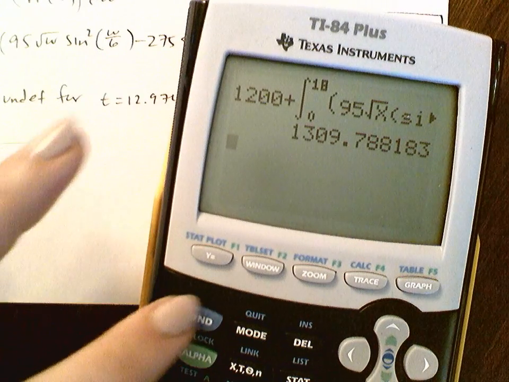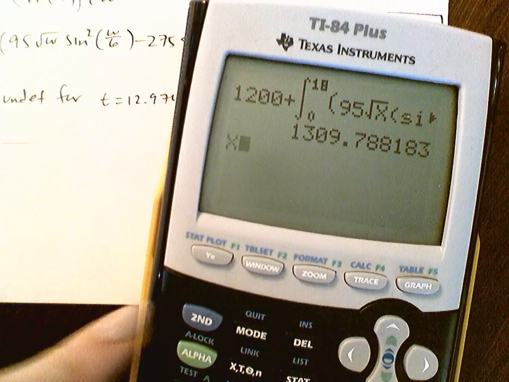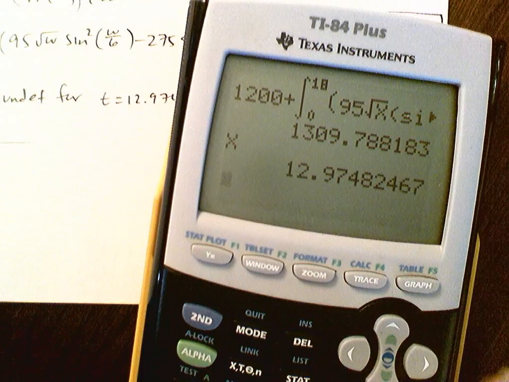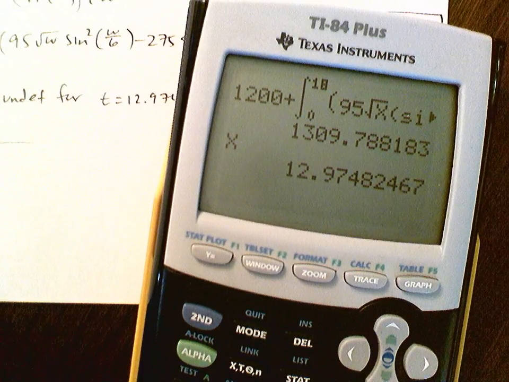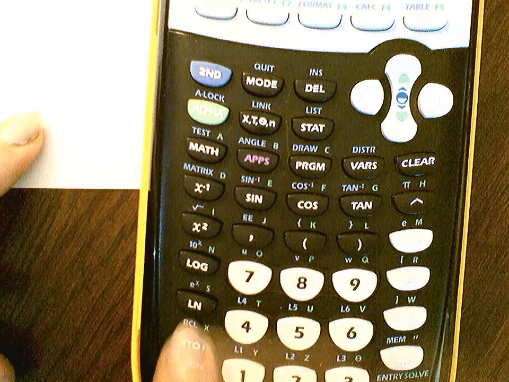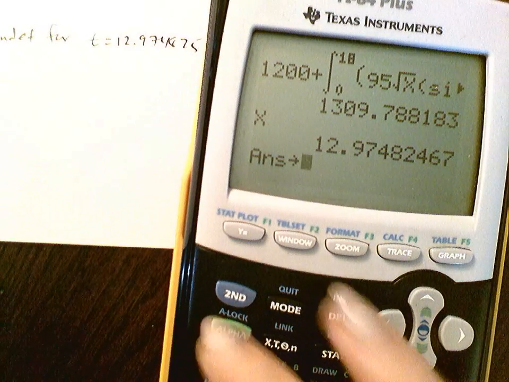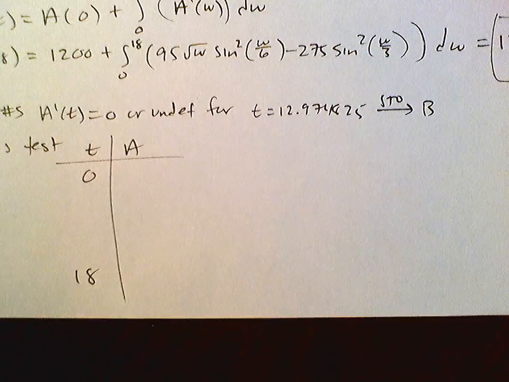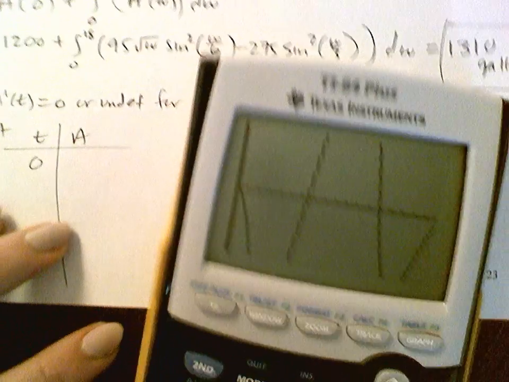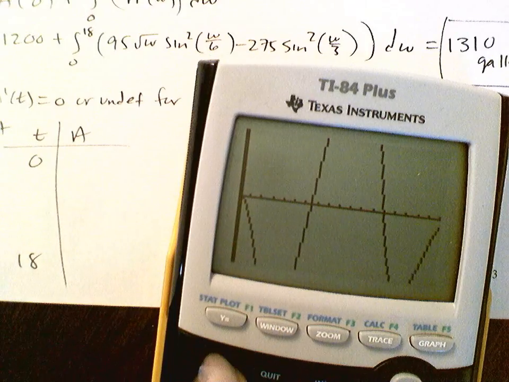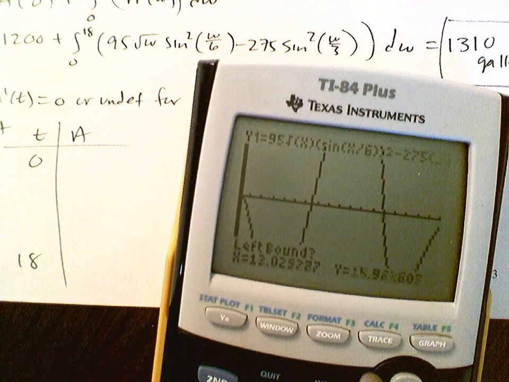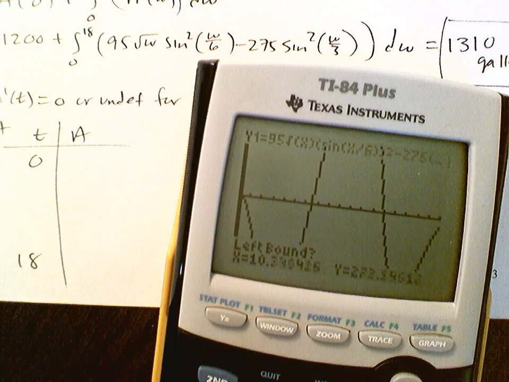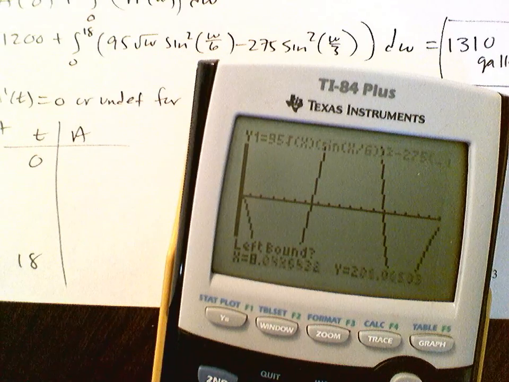So let me store that, and then I'll go find the other one. I go back to my home screen. That was an x value, so I just hit x, and my calculator is already recognizing that x coordinate. Then I hit store, and I'll store my answer as b, so I can use it later. Then I go back to my graph, and I've got to find this other point. So again, second calc 0. Now I've got to go all the way down here. I'm going to keep going left till my y's are getting negative.